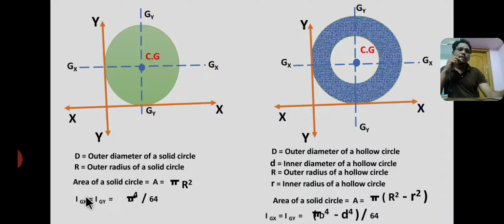For inertia, the given circle is symmetric about the GX and GY axes. Therefore, the values of IGX and IGY are both equal. Therefore, IGX equals IGY equals pi d power 4 by 64. Please correct it. This is pi d power 4 by 64. There is a small mistake here.